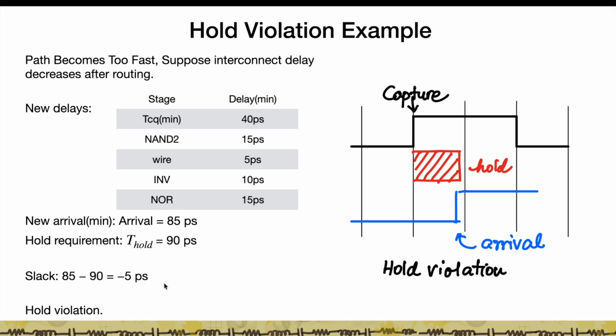It's racing in and changing at FF2's input while the flip-flop is still in the middle of latching the previous value. That's a hold violation. The logic didn't change, the clock didn't change. The only thing that changed is that the path got a little faster, and that was enough to break the chip.